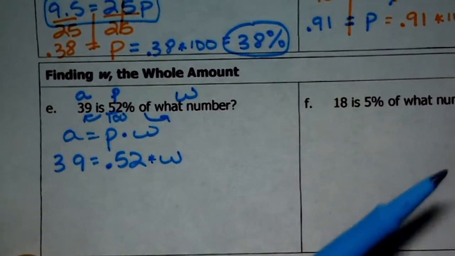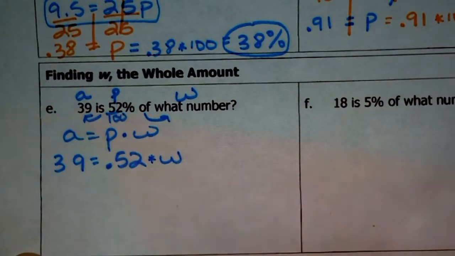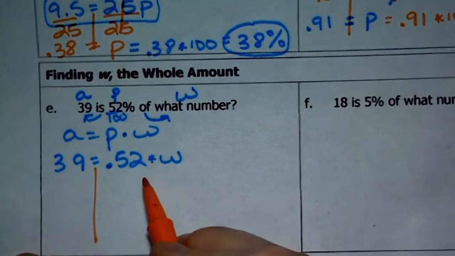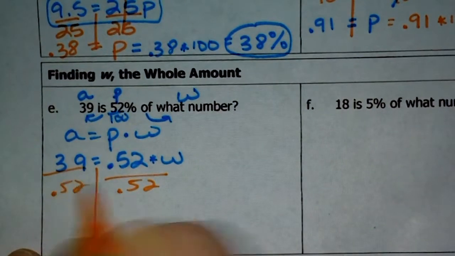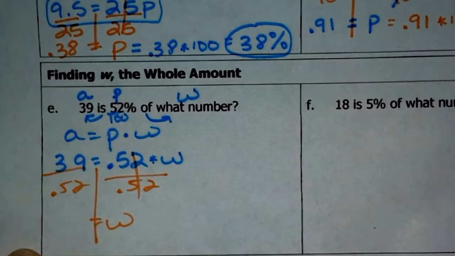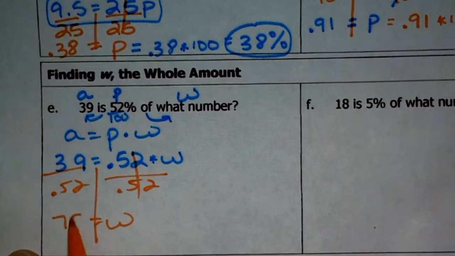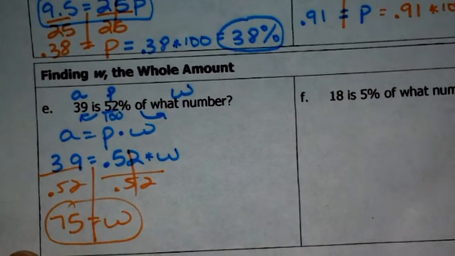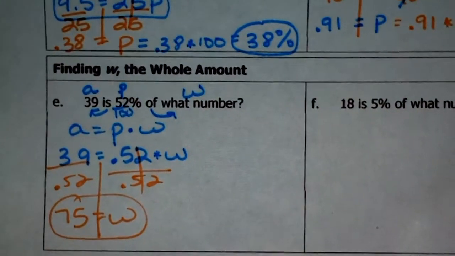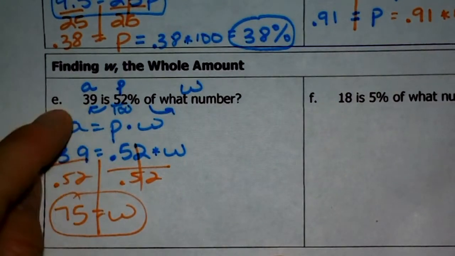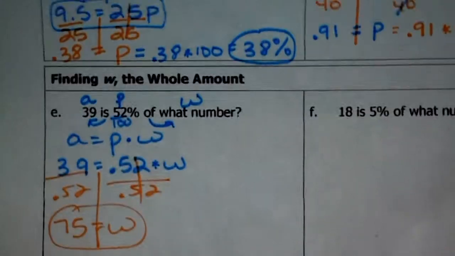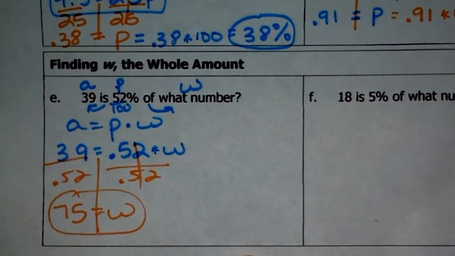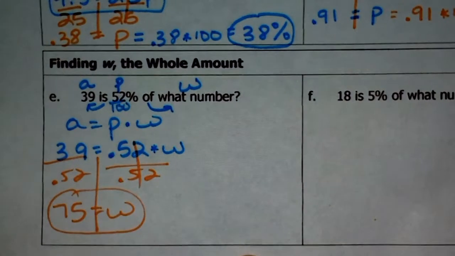We need to isolate that W. We need to get it all by itself. So we're going to draw the line. And in order to undo multiplying by 52/100ths, we divide by 52/100ths. So W is isolated. And when you take 39 divided by 52/100ths, you end up getting 75. So what this is saying is that if you got a 39 out of 75, that would be a 52%. There's no multiplying this one by 100. Do you know why? Because it's not a percent. It's the whole amount. It's what it's out of, so it's not necessary.